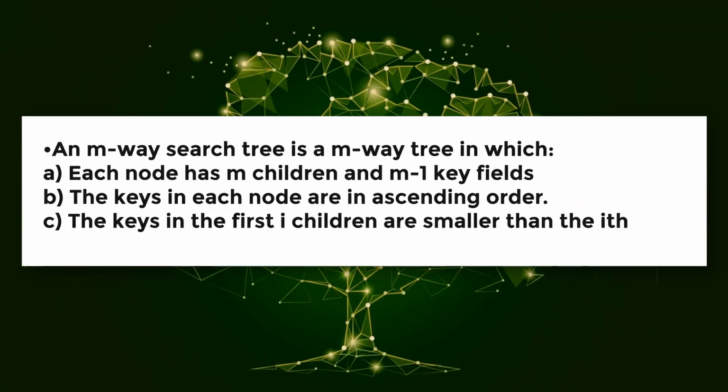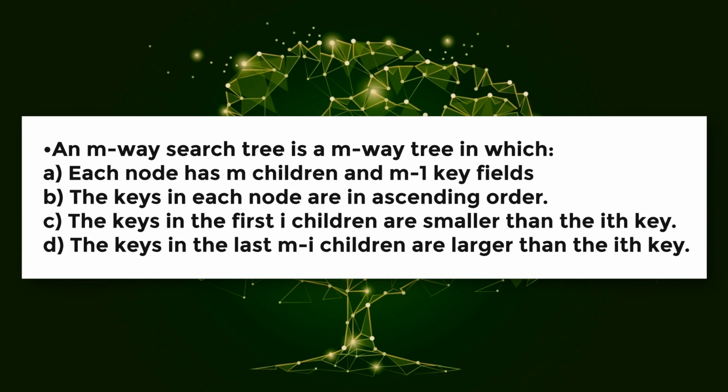So in an M-way search tree, M does nothing else but represent the order of the tree. An M-way search tree is an M-way tree in which, first, each node has M children. I'm talking about every node, every internal node as well as the root node. Each node has M children and M minus 1 key fields. Second, the keys in each node are in ascending order.